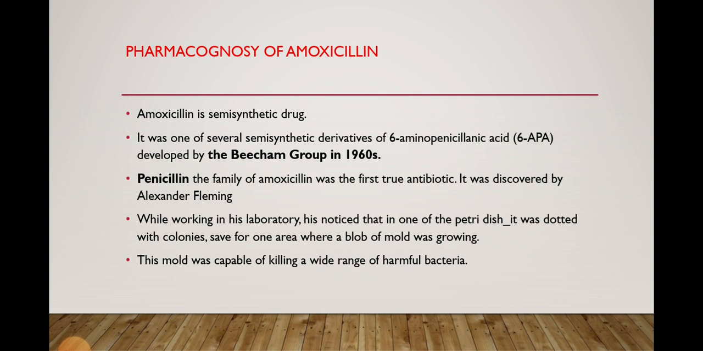Pharmacognosy of amoxicillin: amoxicillin is a semisynthetic drug. It was one of the several semisynthetic derivatives of 6-aminopenicillanic acid, 6-APA, developed by the Beecham Group in the 1960s. Penicillin is a family of antibiotics and was the first true antibiotic. It was discovered by Alexander Fleming. While working in the laboratory, he noticed that one of his petri dishes was dotted with colonies save for one area where a blob of mold was growing. This mold was capable of killing a wide range of harmful bacteria.